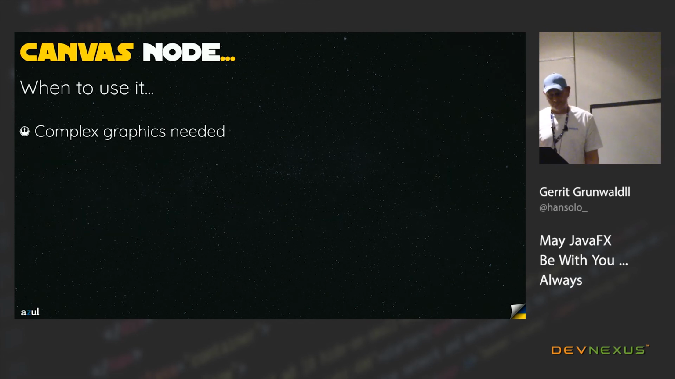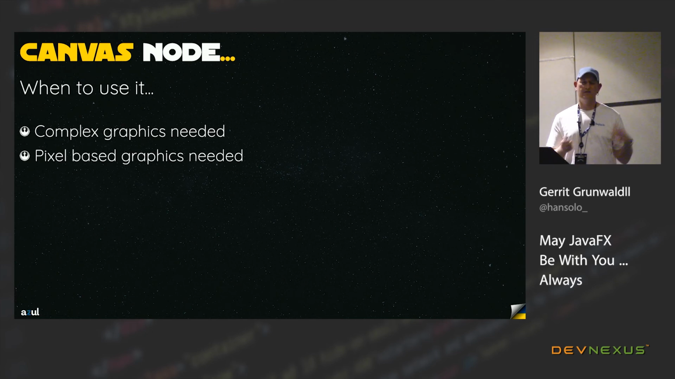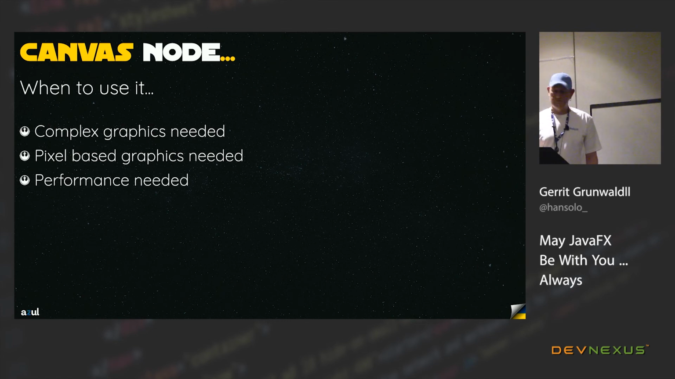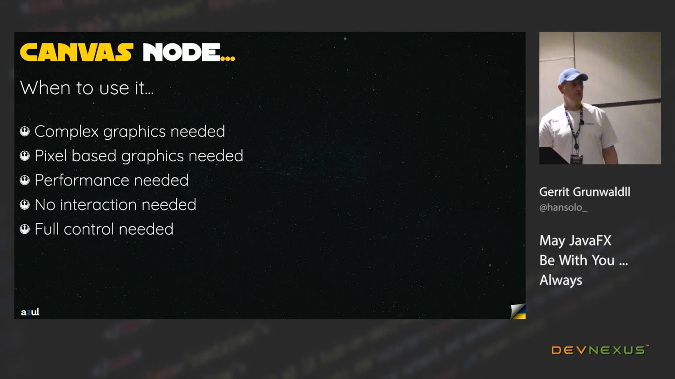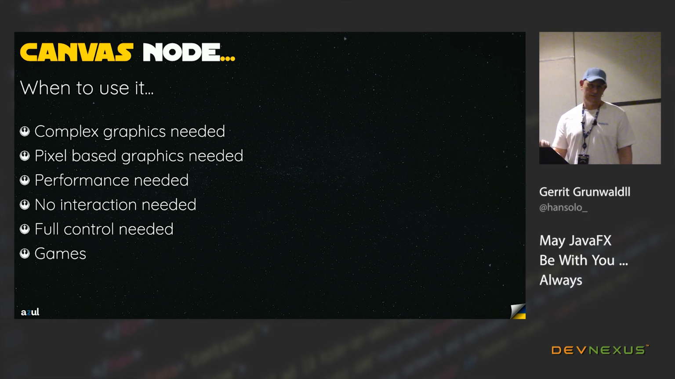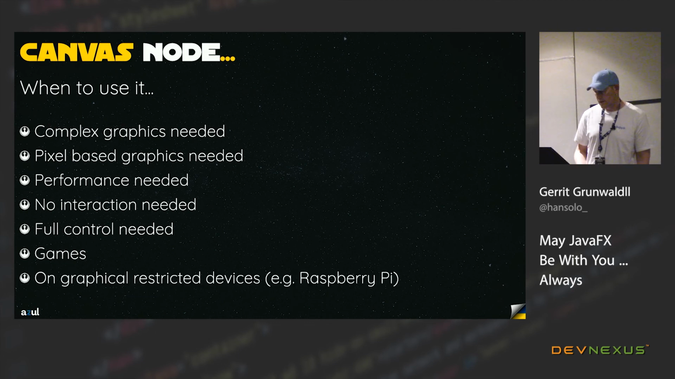So when to use it? If you have complex graphics, go with Canvas. Pixel-based graphics, you can only do in Canvas. There's no way around that. Performance: if you need performance, Canvas is the way to go. If you don't need interaction, just showing something, then go with Canvas. And if you need full control about the rendering, full, not really, you always depend on the scene graph, but at least you have some control. Or if you write games, then you should use Canvas. And if you do stuff on restricted devices like Raspberry Pi or IoT stuff, then Canvas is really good. I will show you why.